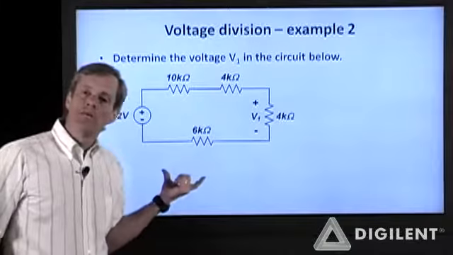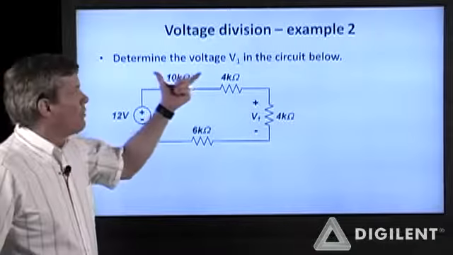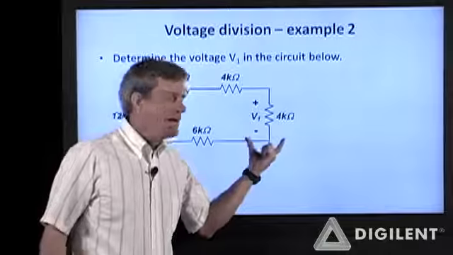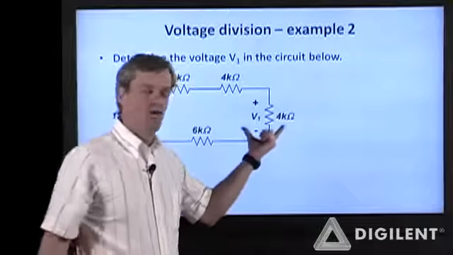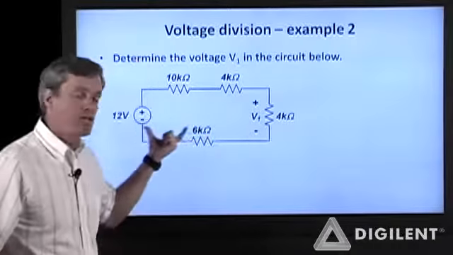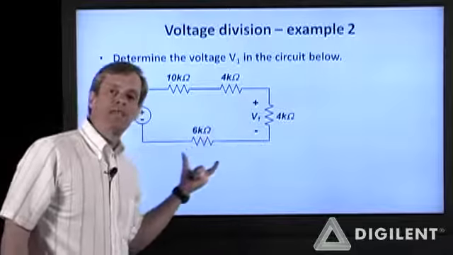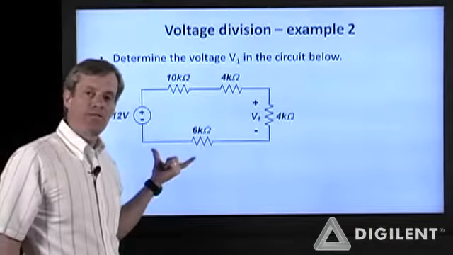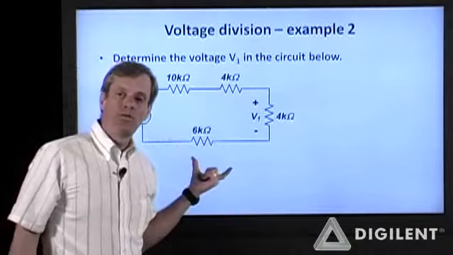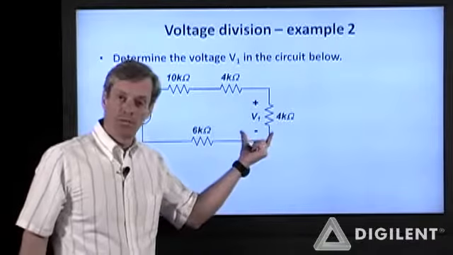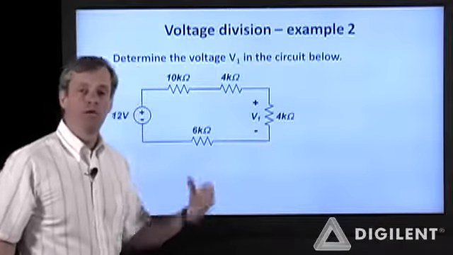Okay, one more simple example of voltage dividers. We want to determine the voltage V1, the voltage across this 4 kilo ohm resistor in this circuit. Hopefully this is now easily recognizable as a series combination. Try using your voltage divider formula to determine this voltage difference. Come back, I'll work through the problem.